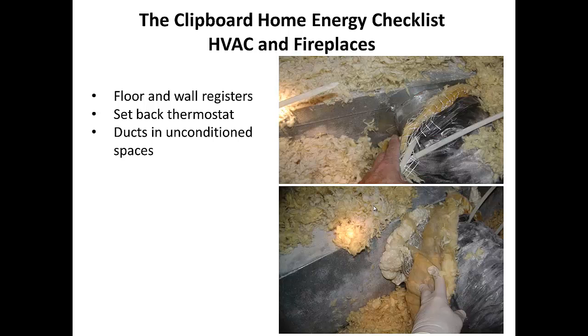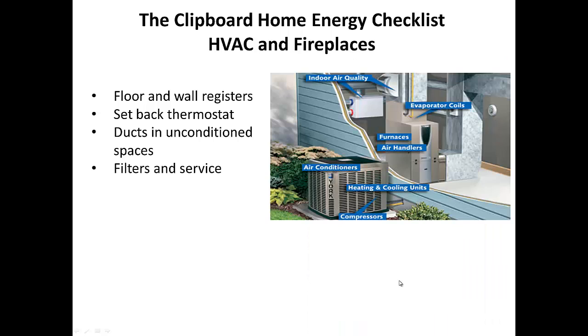Ducts in unconditioned spaces. We've talked about some of this stuff, but this is a duct where they had a poor connection here to a main trunk line, and so what they did is they used that magical great stuff foam caulk to help make this connection airtight.